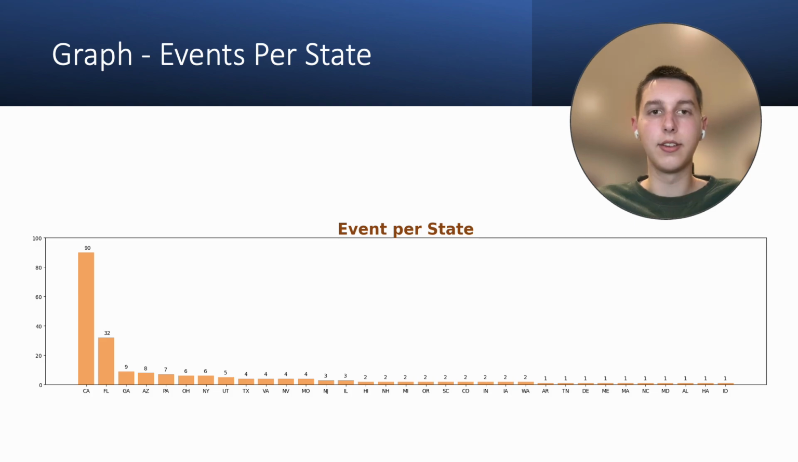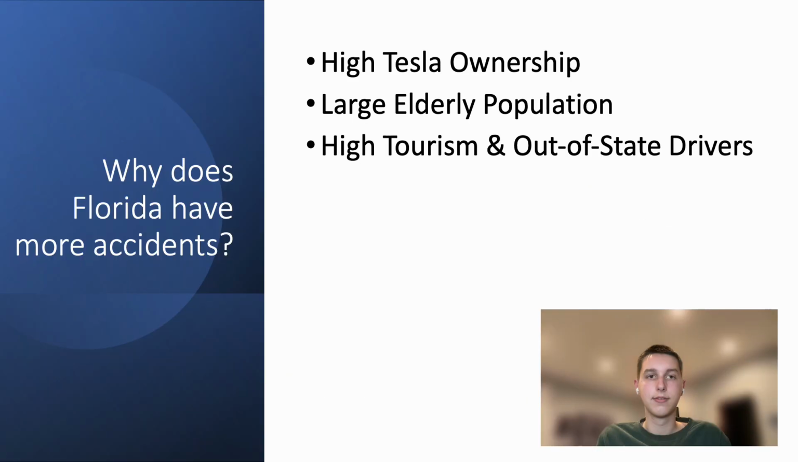Here we can see accidents per state in the US. California has the highest number of accidents, which makes sense given that it is a hub for electric vehicles and Tesla adoption. Florida also stands out with a relatively high number of accidents, which could be due to a mix of factors. So why does Florida have more accidents?